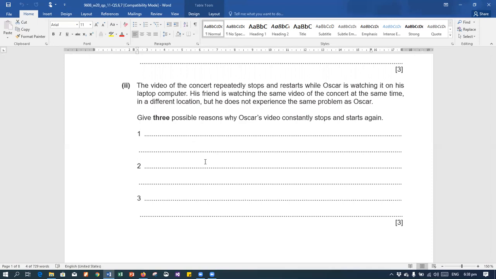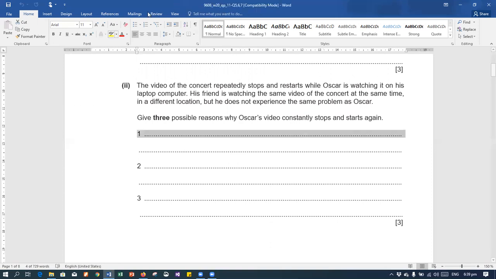G, any idea about it? Internet, poor broadband connection. It's slow, the speed's slow, and then there's an issue with the device. The player application is not working properly. It's crashing or it's slowing down.